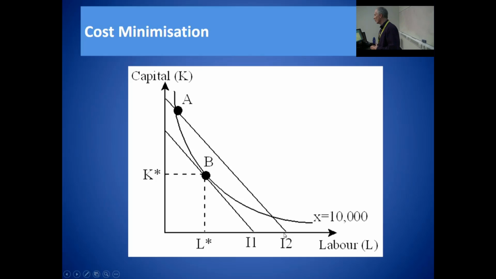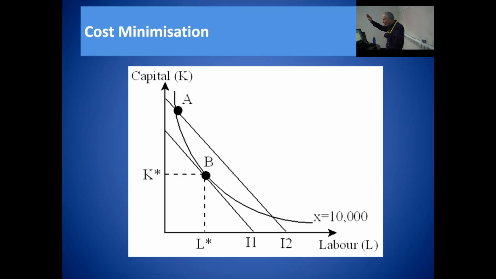The question I want to ask you, and hopefully you'll all know what the answer is: is point A the cheapest way, the least cost way of producing 10,000 units of output? Hopefully you can all see the answer is no, because the firm could combine a different combination of labour and capital that allowed it to reach a lower isocost line.